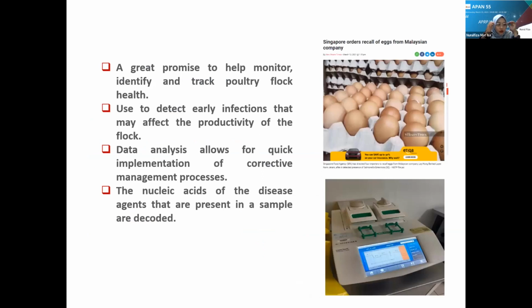It is a rapidly growing field of science, and it has shown great promise to help monitor, identify, and track poultry flock health. So when bioinformatics is associated with a program for monitoring poultry health, it can be used to detect early infection that may affect the productivity of the flock, and thus allows the early development of preventive or corrective management practices. So data analysis allows for quick implementation of corrective management processes.